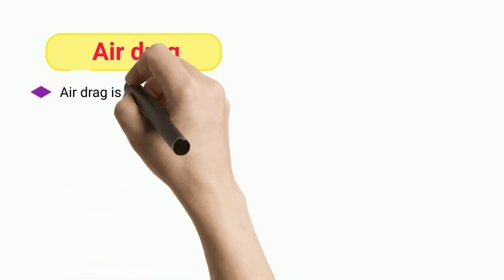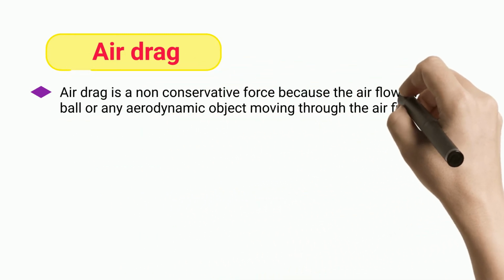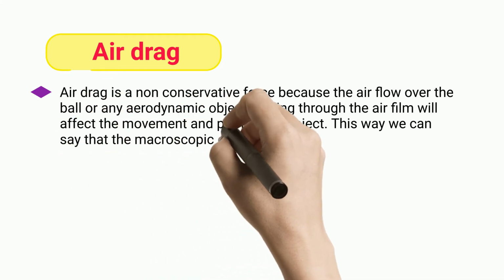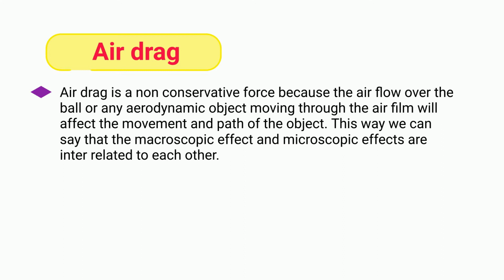Air drag. Air drag is a non-conservative force because the airflow over the ball or any aerodynamic object moving through the air will affect the movement and path of the object. This way we can say that the macroscopic effect and microscopic effects are interrelated to each other.